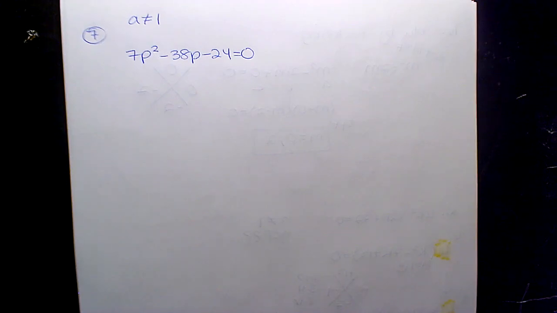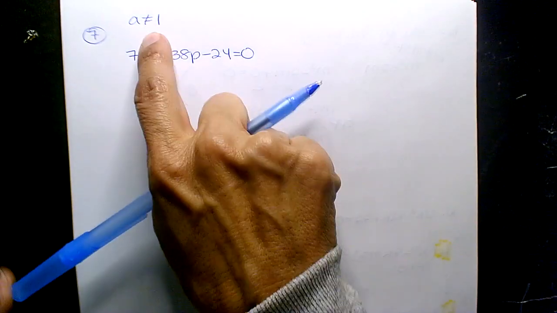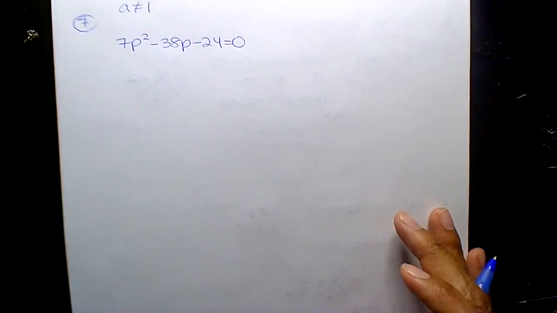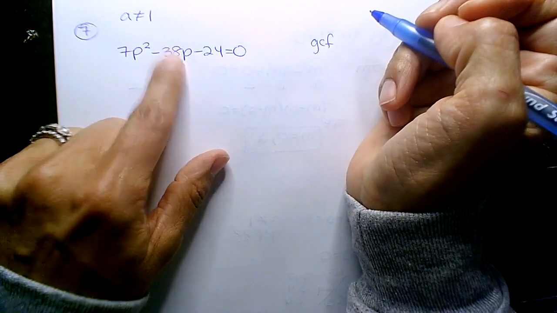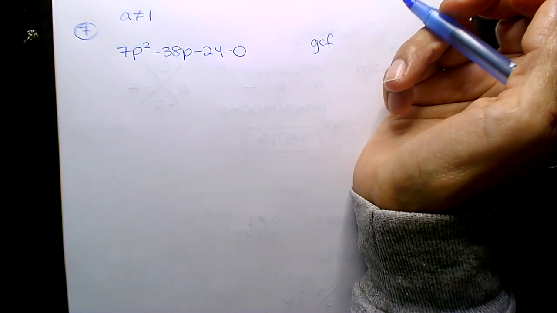Okay, we're going to go ahead and do this. A is not 1, so we're going to have to do a lot more work. Okay. There is no GCF because 7 does not divide into 38 and it does not divide into 24.